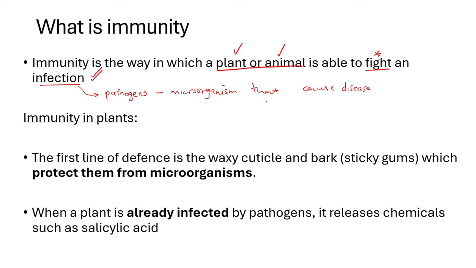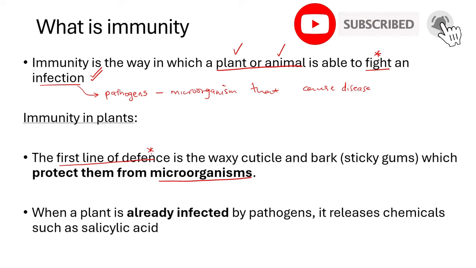Yes. So now in plants, we have got two lines of defense in immunity. We have got a first line of defense. The first line of defense is the defense of a plant that protects it from microorganisms. It protects the plant from pathogens entering. So we say it is a first line of defense because it is preventing pathogens from entering.